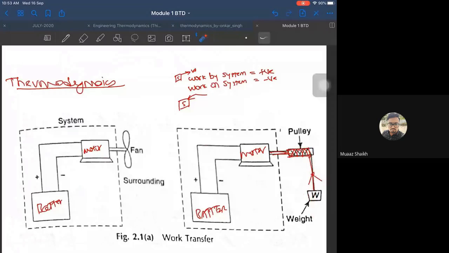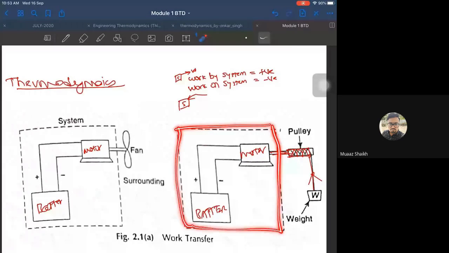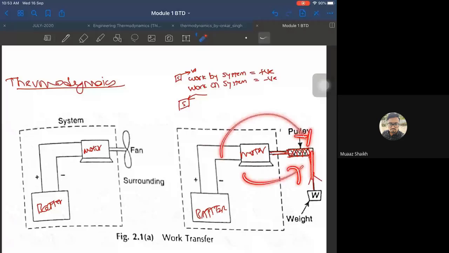That means the sole effect external to the system, this is your system boundary, is the raising of weight here. So every work done possibility is evaluated in such an approach.